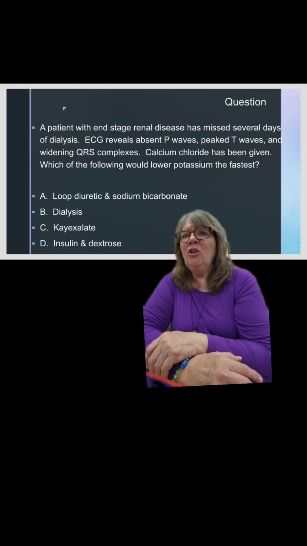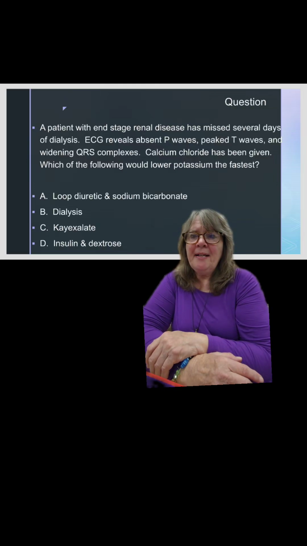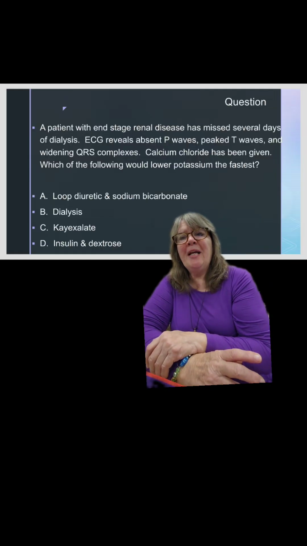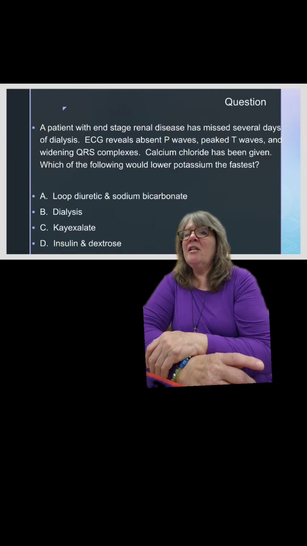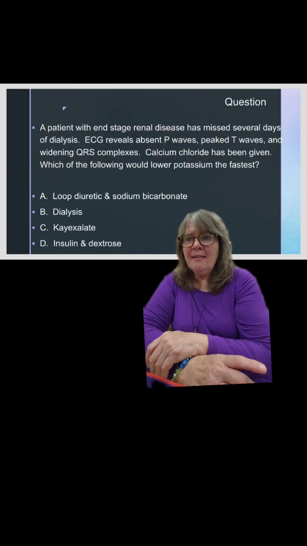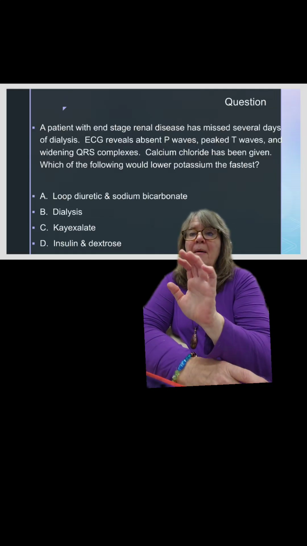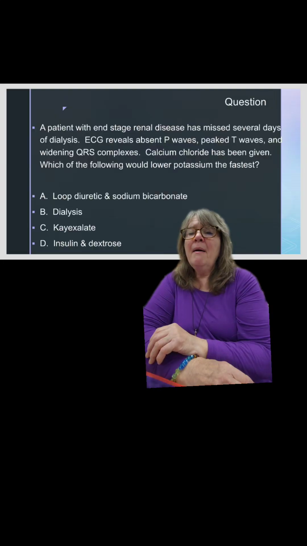We have the loop diuretic along with the sodium bicarbonate. Well, now that's a combination of answers because the loop diuretic is a definitive measure, right? So it's going to definitely get rid of potassium. However, sodium bicarbonate is an emergency measure. And sodium bicarbonate is given to shift potassium intracellularly by making a change in the pH.